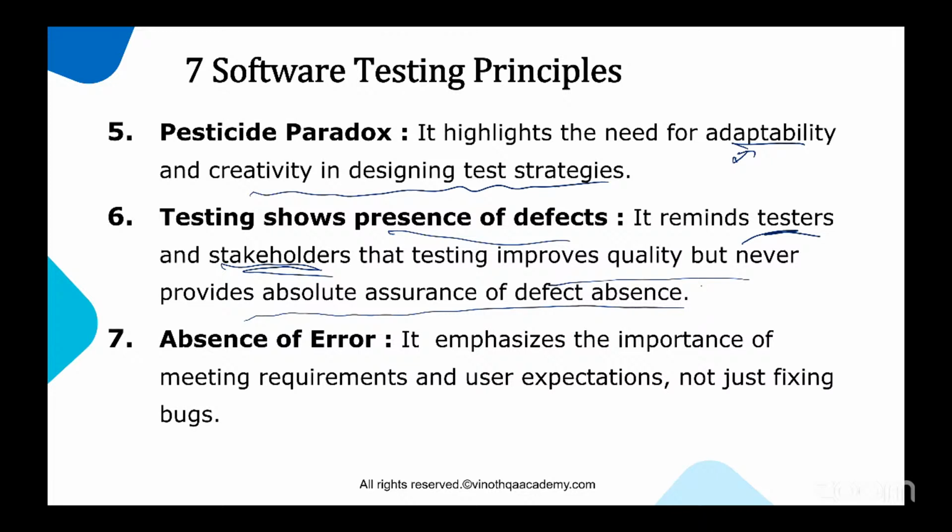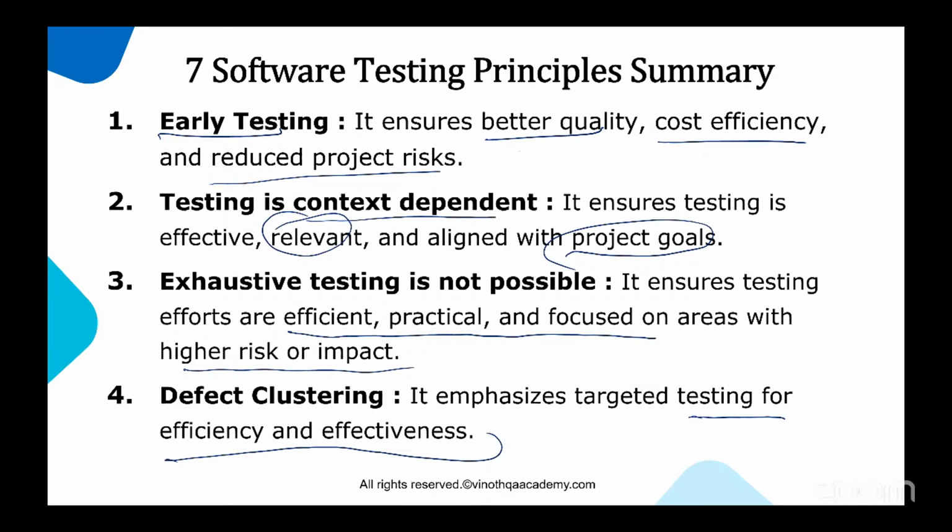And again, absence of error talks about the importance of requirement. You have to test as per the requirement. You have to meet the user expectation. It's not about just fixing bugs. So the 7 principles, you must apply them when you work. You have all the models, and in every model you can do it.